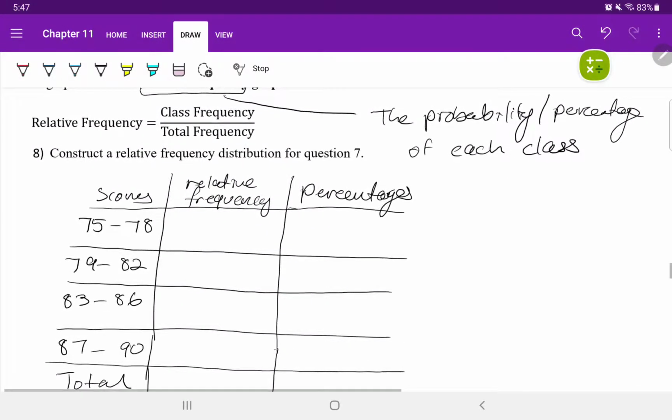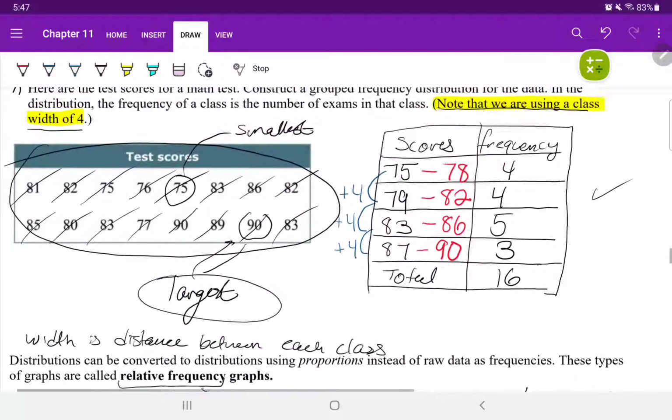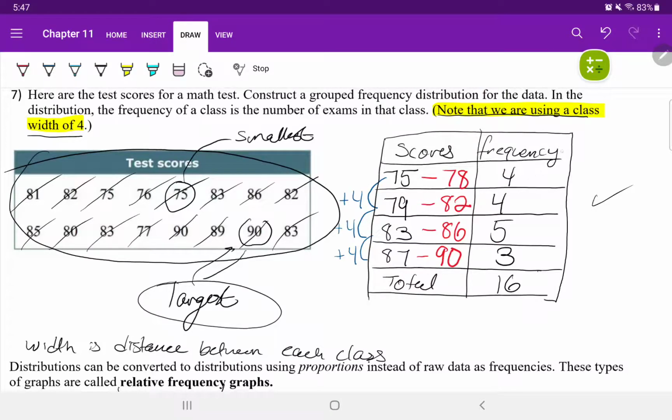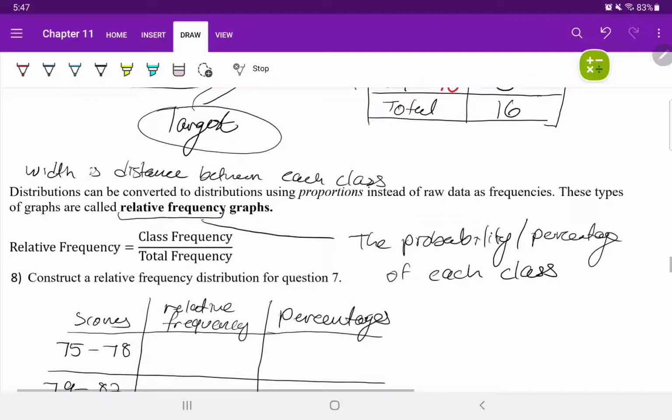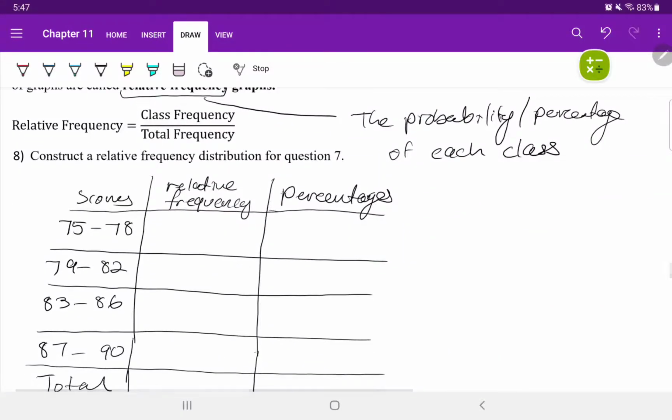Now remember, to find the relative frequency, it is the class frequency divided by the total frequency. In number 7, for the first class, the frequency was 4. The total frequency is 16. So when I want to find the relative frequency, that is going to be 4 divided by 16. And when we use our calculator, 4 divided by 16 is 0.25, which is 25%.